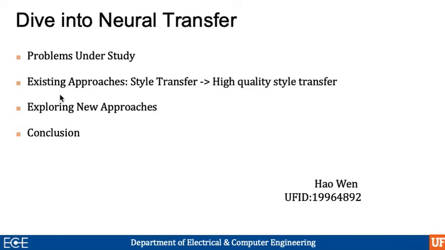Today my topic is a dive into neural style transfer. Before we get started, let me split our topic into four sections. The first part is why we are going to use neural style transfer, and the second part is how we move from style transfer to high quality style transfer. And we're going to explore some new approaches in the third section, and finally, hopefully our result can deliver a solid conclusion on how new approaches will improve the resolution of the style transfer.